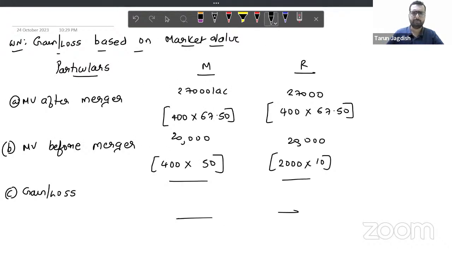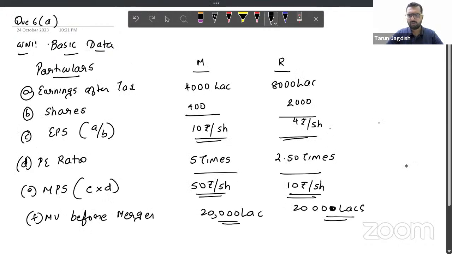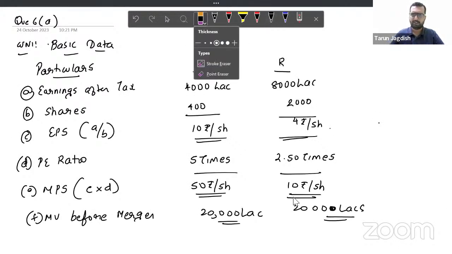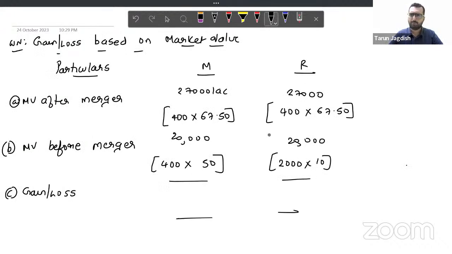One moment. Basic data is incorrect, is it? Hold on. Okay, I made a mistake here. It's supposed to be 20,000 for both the cases, correct? All right. Thank you for correcting me there. So here also it will be 20,000. So what is the gain that you get over here? 7,000 lakhs and 7,000 lakhs. All right. Yes, please write down.